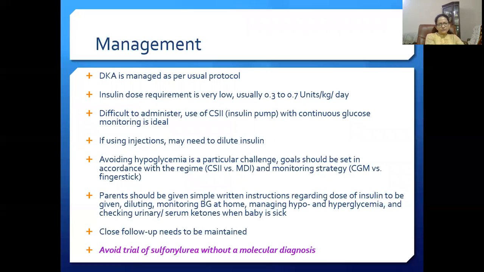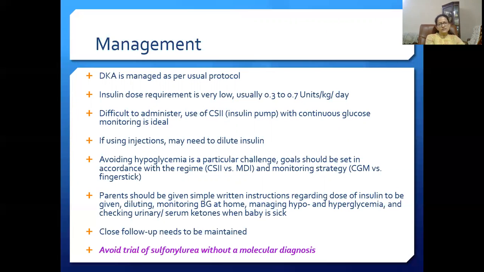Okay, coming to management. Diabetic ketoacidosis is managed as per usual protocol. And later on, when we are managing the baby, the ambulatory management, the insulin dose requirement is very, very low. We know that it is usually only 0.3 to 0.7 units per kg per day, and such small doses. So if the baby is 2 or 2.5 kilos, then the dose requirement for the entire day may be less than 1 unit. And this has to be given in divided doses, so it's difficult.